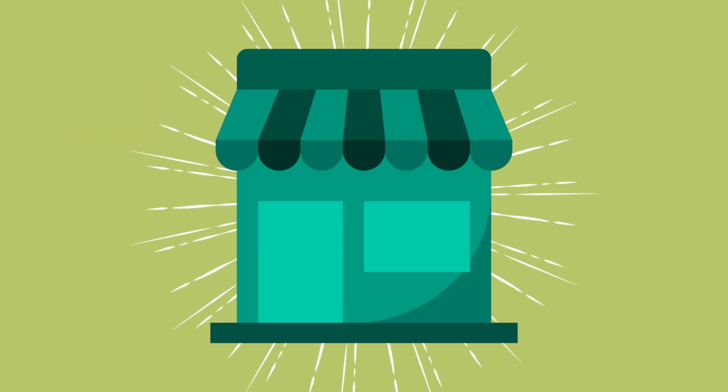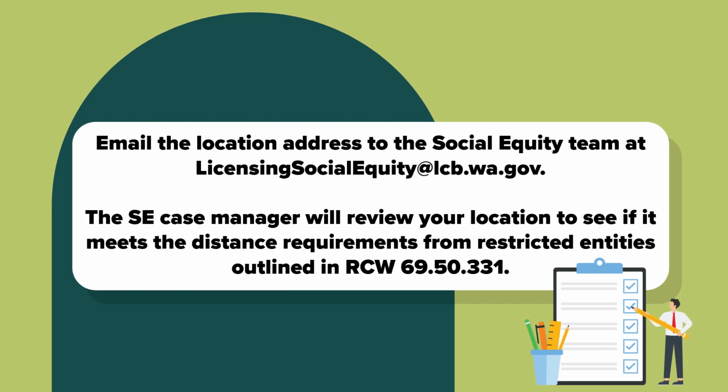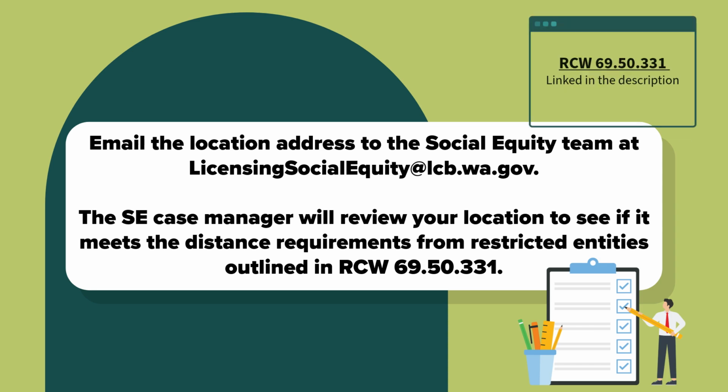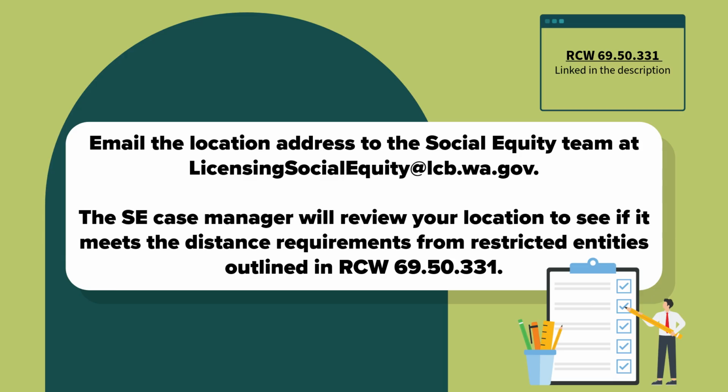Once you have found a location, email the address to the social equity team at licensing-socialequity@lcb.wa.gov. The social equity case manager will review your location to see if it meets the distance requirements from restricted entities outlined in RCW 69.50.331. To review the distance requirements, see RCW 69.50.331, linked in the description below.